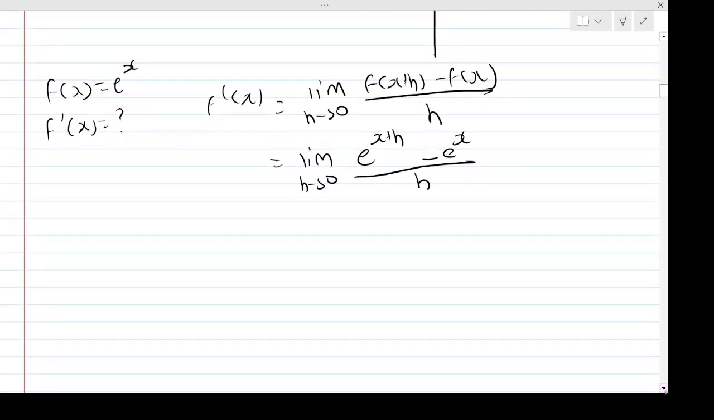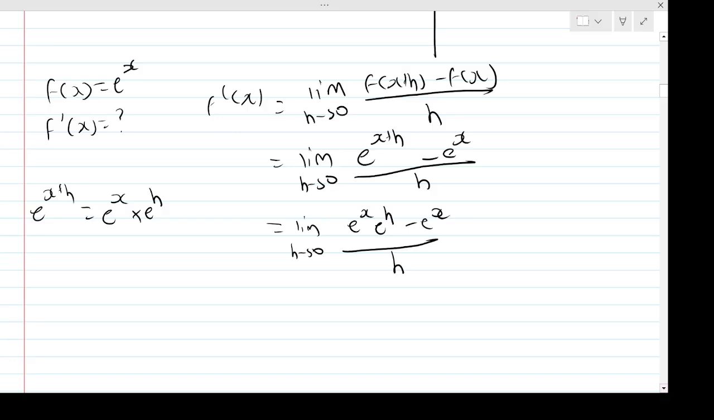And what we can do next is use power laws to split this up, because e to the x plus h, we could say, is e to the x times e to the h. Because if we've got the same base e, the same number, we can add the powers. Hence we can split this up. So that'd be e to the x, e to the h, take away e to the x, over h, and then we can factor an e to the x out. So then that would be e to the x of e to the h minus 1 over h.